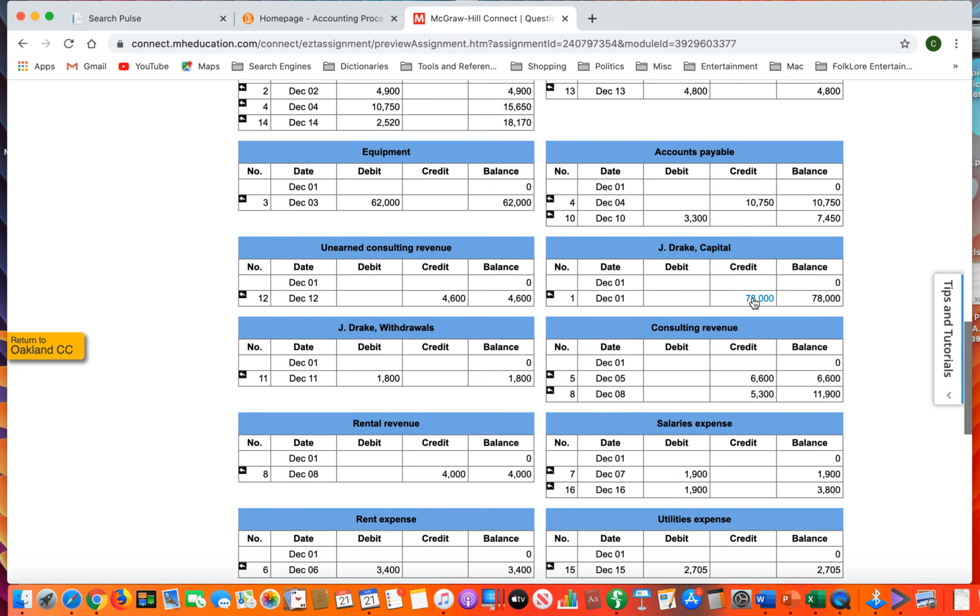Right here, it's a credit, because it's a credit in the journal entry. Now they show a balance. On the exams, it won't be like this. It'll simply be a T account. Now I talked about T accounts earlier.